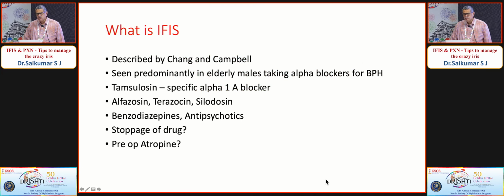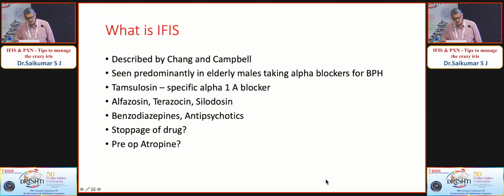So IFIS was originally described by Chang and Campbell about 2 decades back. It was seen predominantly in elderly males who were taking alpha blockers for benign prostatic hypertension. We all heard about the drug tamsulosin, which was widely used. And then we also found out that alfuzosin, terazosin, silodosin, which the urologists now prefer more, can all cause IFIS.